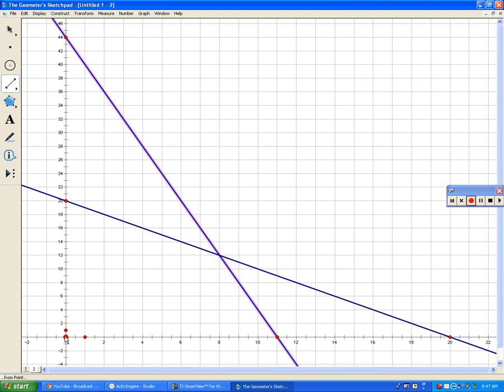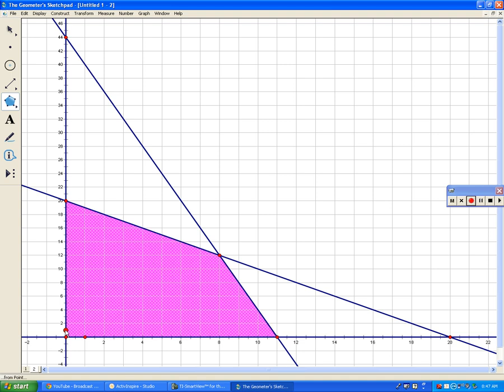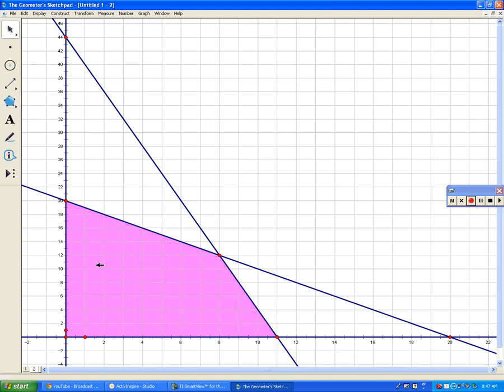And then we also have the x-axis and the y-axis. So, are we less than on both of these? Yep. So our region is this.